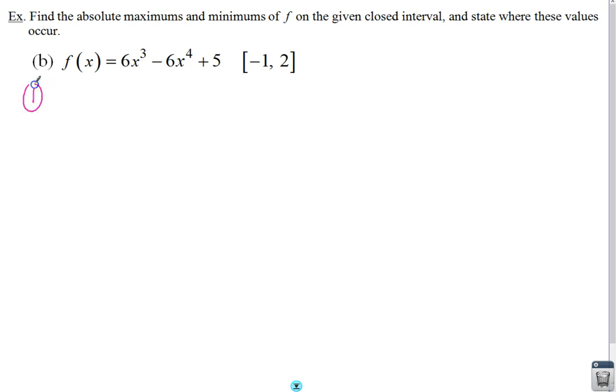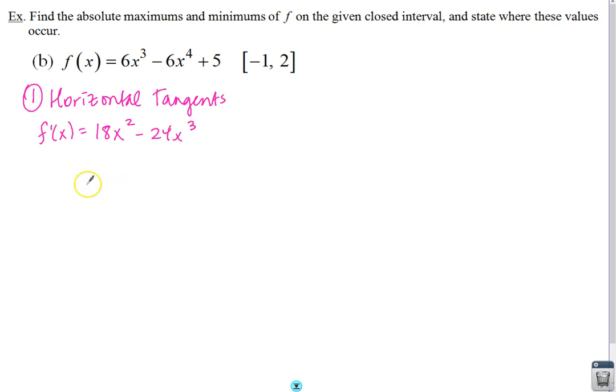So step 1, let's check for horizontal tangents. Okay, so f prime of x is 18x squared minus 24x cubed, and then plus 5, that just goes away because it's a constant.